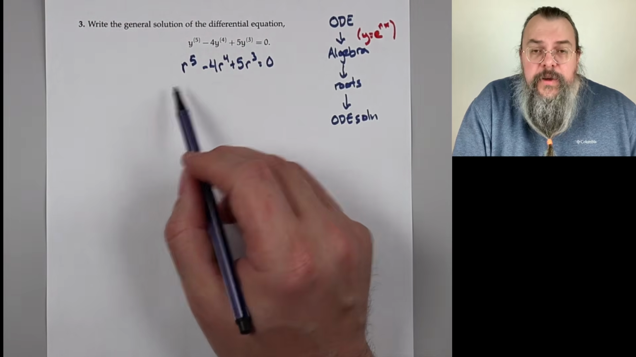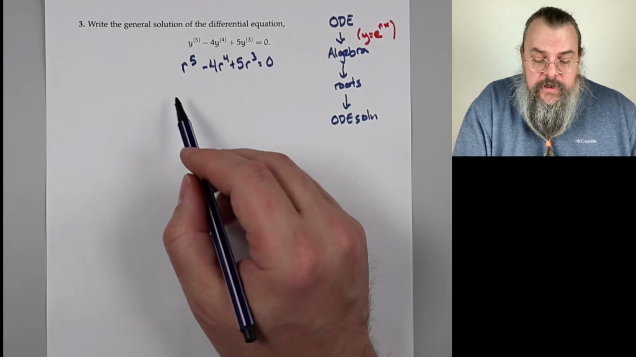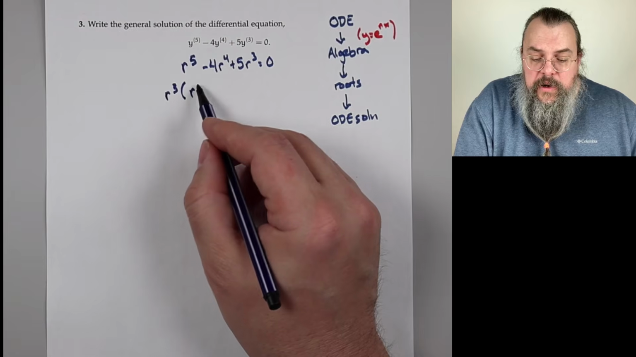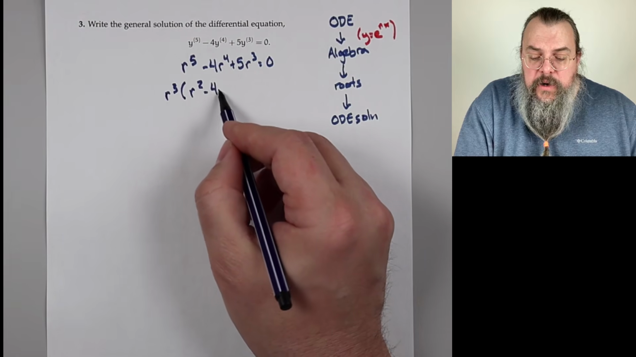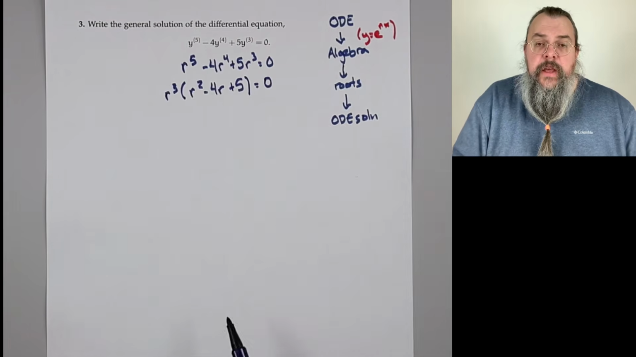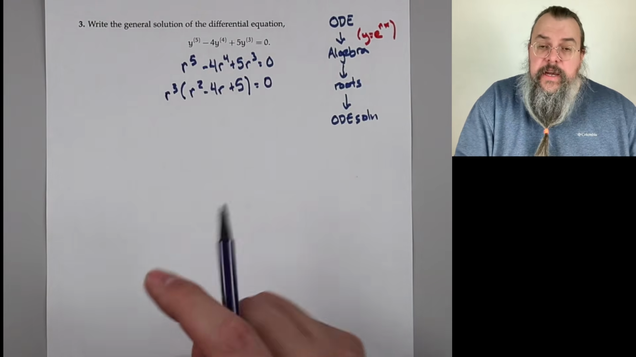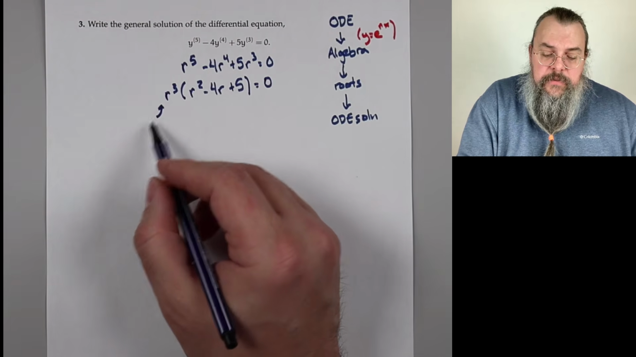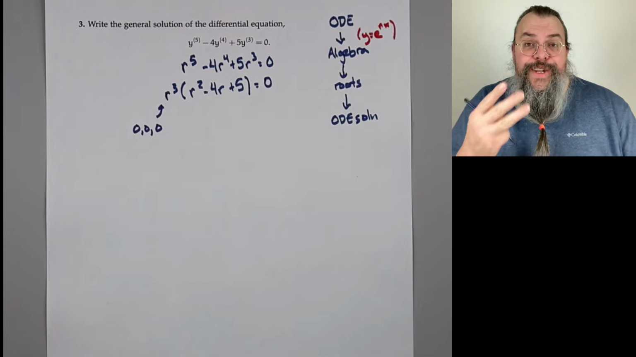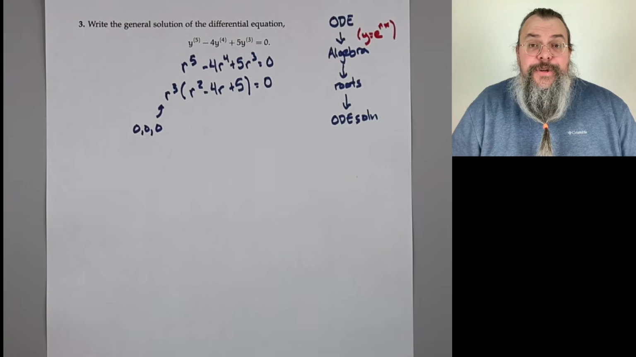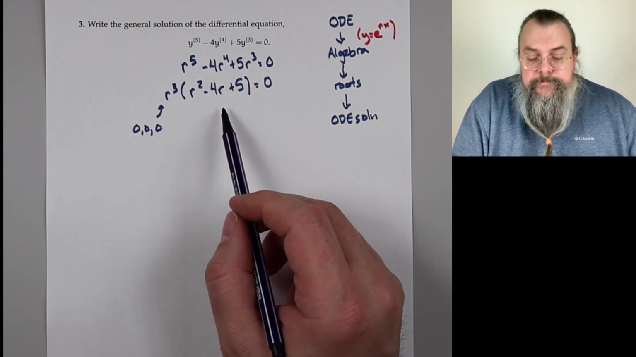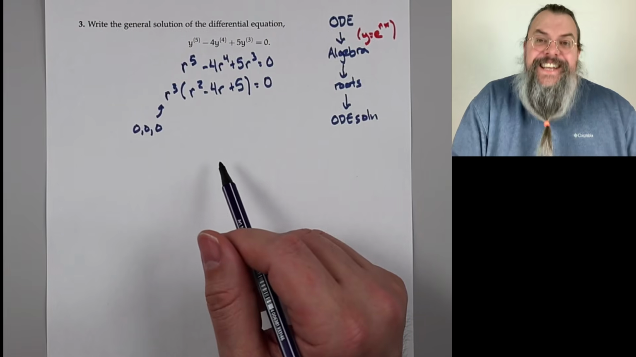We see we can factor out some r's, so we'll do that. So we have r cubed times r squared minus 4r plus 5 equals 0. Now, r cubed, that's nice. That says that we have roots of 0, 0, and 0. In fact, we have 0 3 times. A triple root. R squared minus 4r plus 5. We attempt to factor it. Okay, we didn't succeed.